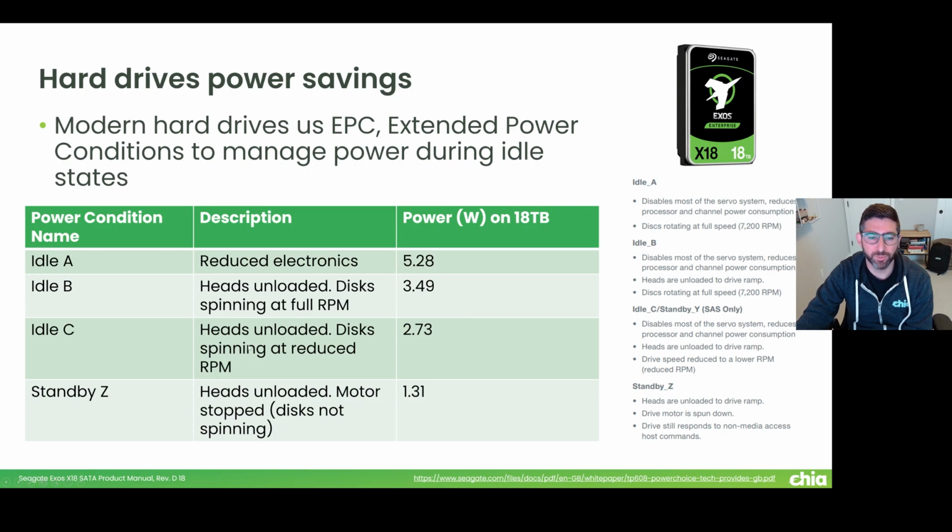Now, idle C is when your heads are unloaded and your disks are spinning at reduced RPM, and they can't go all the way down because you need to spin it right back up. So it doesn't go down to a very slow RPM. You can see you just have a kind of modest power saving here.